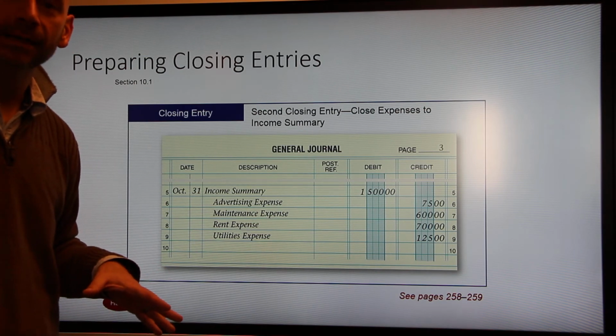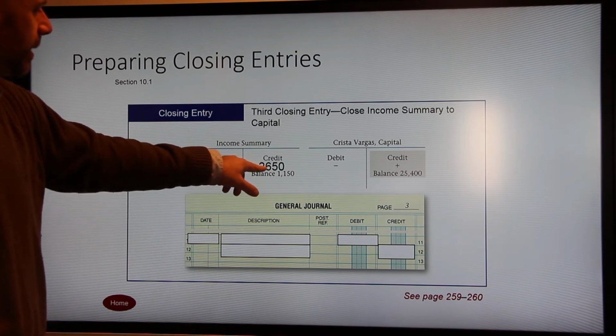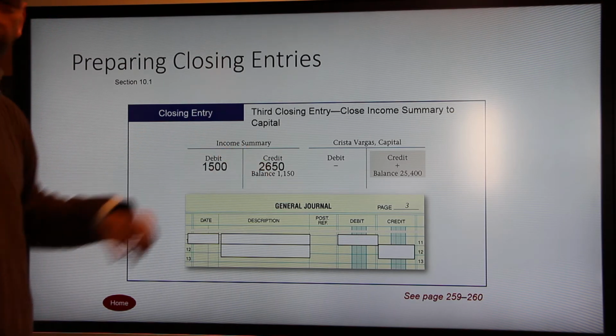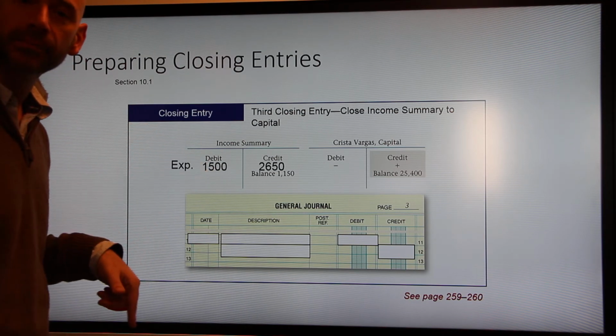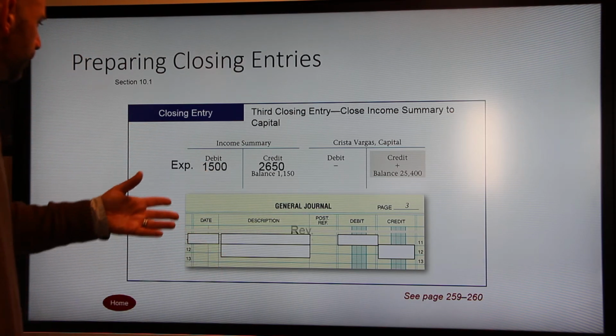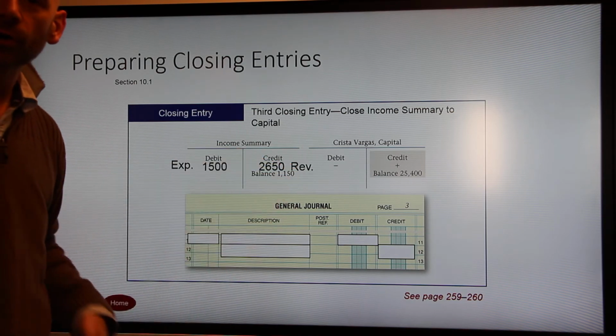In the first transaction, we took our revenue accounts and credited income summary $2,650. Okay? This is our income summary account. And we debited income summary $1,500. The $1,500 were our expenses and the $2,650 was our revenue.